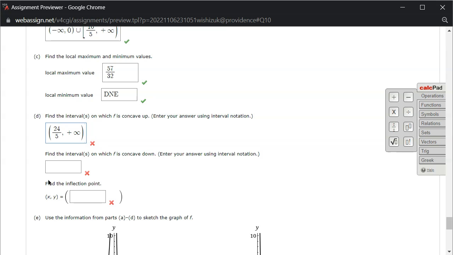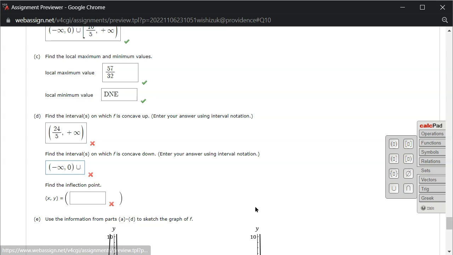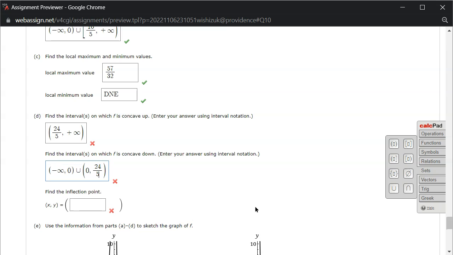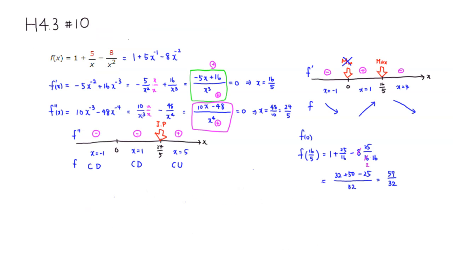And before that, concave down is negative infinity to 0. We have to skip 0 because the function is not defined there. And then 0 to 24 over 5. The inflection point is going to happen at 24 over 5. That's the only place it changes concavity. Then we have to plug it in here, so we need to compute f of 24 over 5.